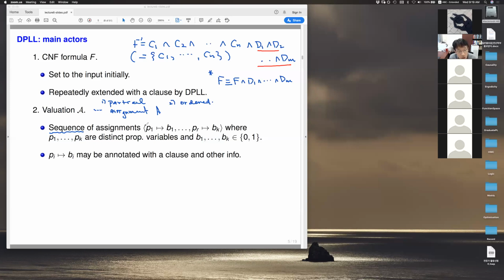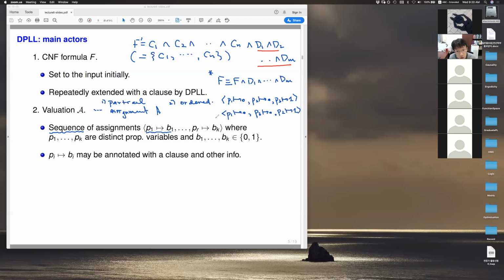But in the valuations, we consider that this binding of P1 to B1 is something that's bound first, P2 to B2 is something that's bound next, and so on. And this order is not predetermined. The first one is perhaps determined by this algorithm. So one possible valuation looks like this: P1 is 0, P2 is 0, and P3 is 1. But another possible valuation may look like this: P1 is 0, P3 is 0, P2 is 1.